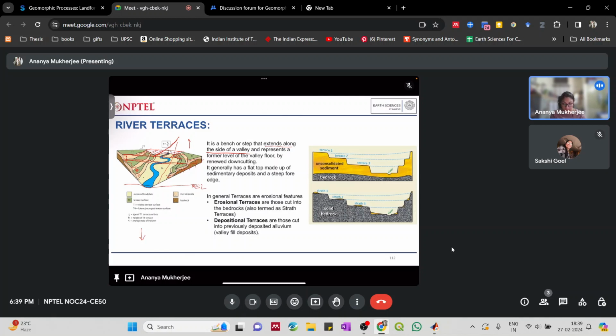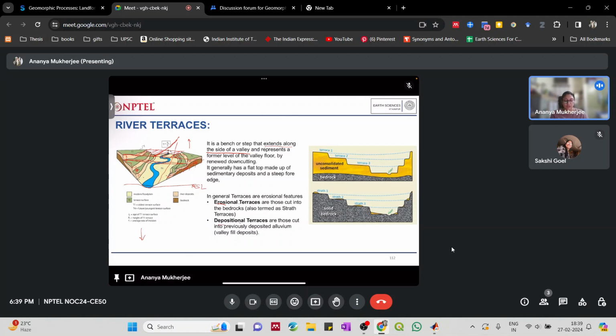When these deposits were forming, they were formed due to the deposition of sediments that were sourced from, actually, the bedrock over here. So there are two types of terraces we can see, that is erosional terraces and depositional terraces.